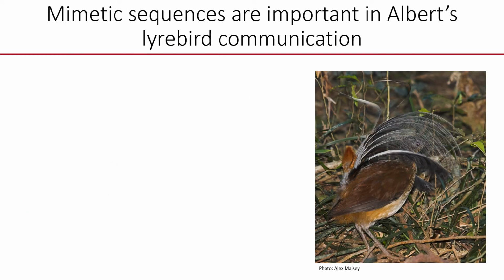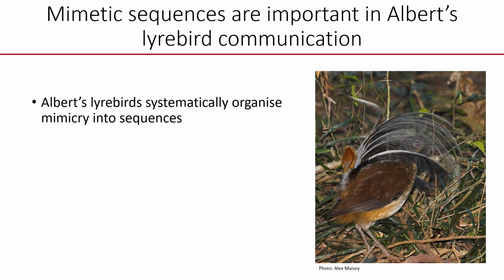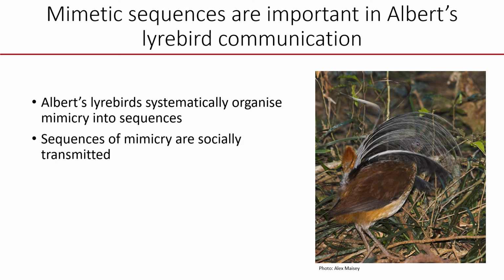In this study, we confirmed that sequences are an important aspect of the communication of Albert's lyrebirds. The mimicry is non-randomly organised, and sequences and mimicry are shared between local males. This social transmission of whole sequences has very rarely been shown before, and most notably in whales rather than birds. Our results also suggest two levels of learning in the mimicry. A previous study by David Putland suggested that individual mimetic units are learnt at least in part from the model species, and we suggest that the order of this mimicry is then learnt from other males.